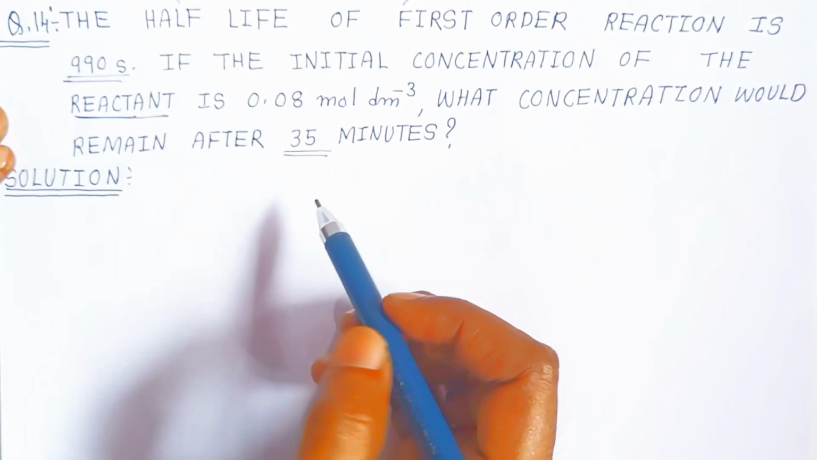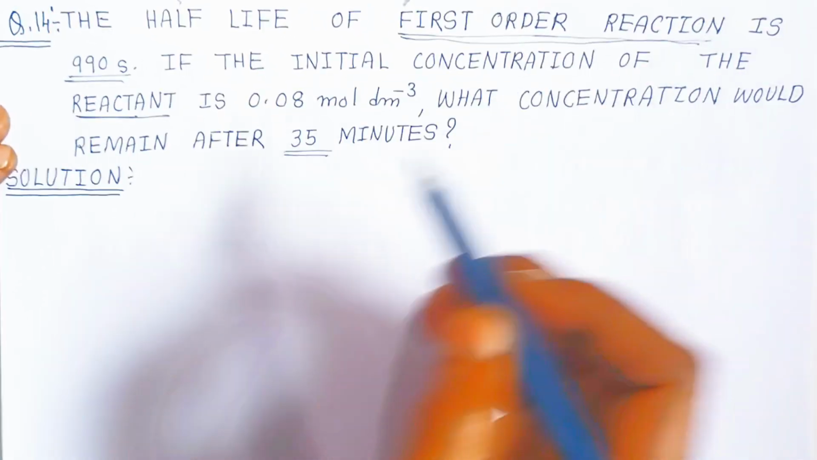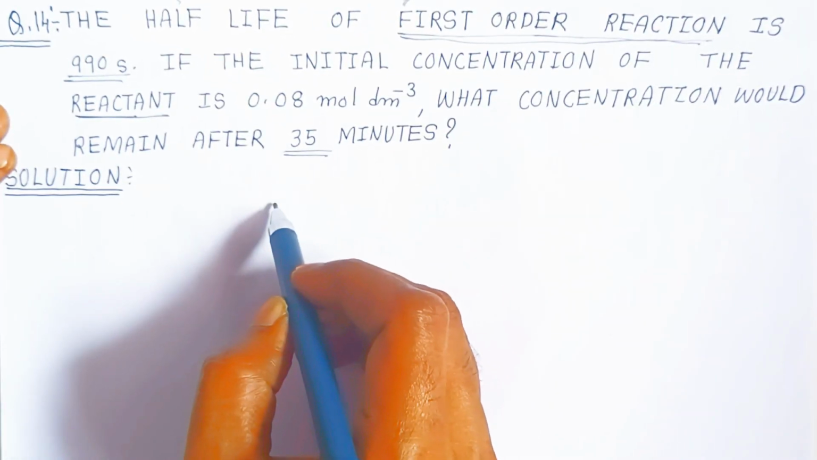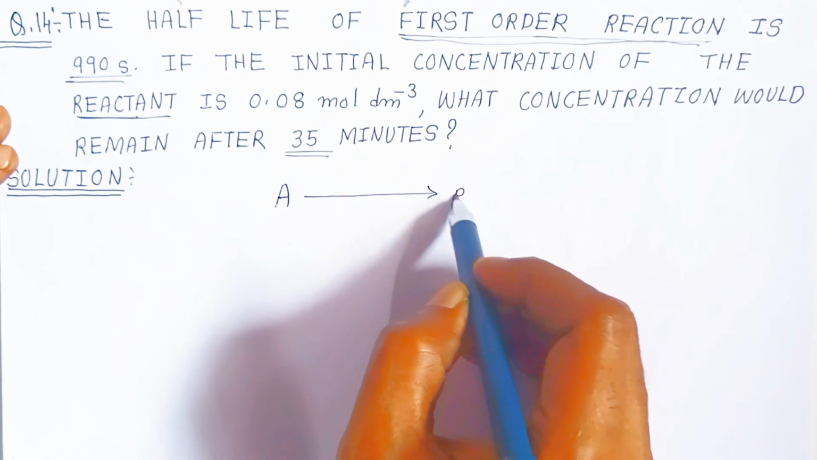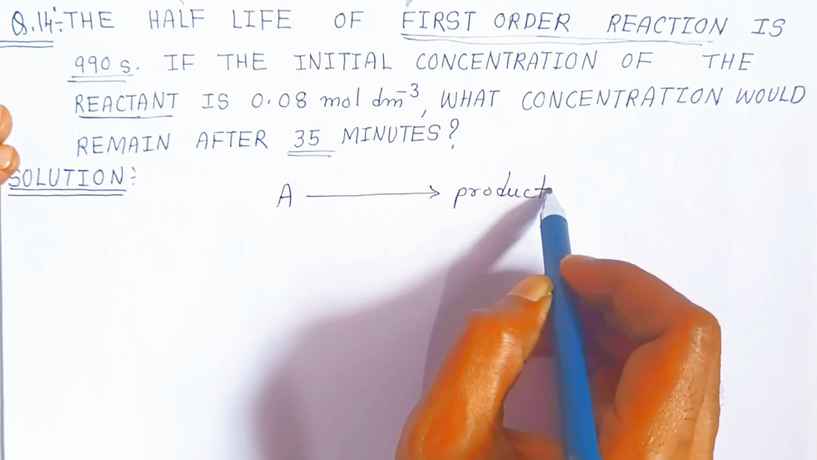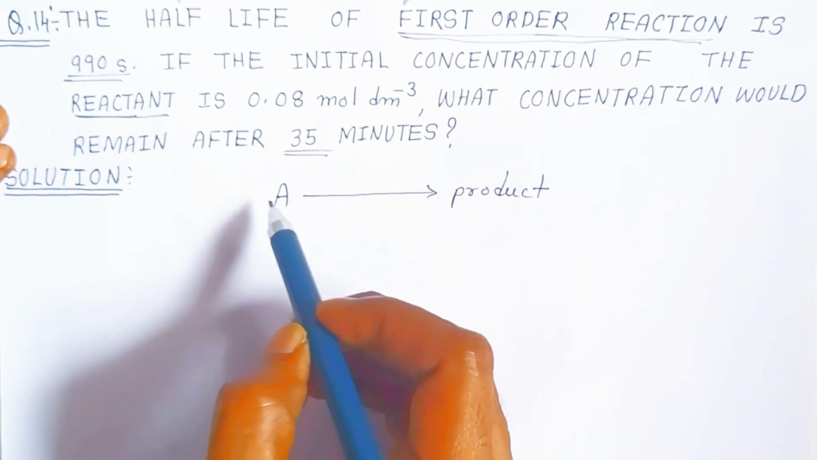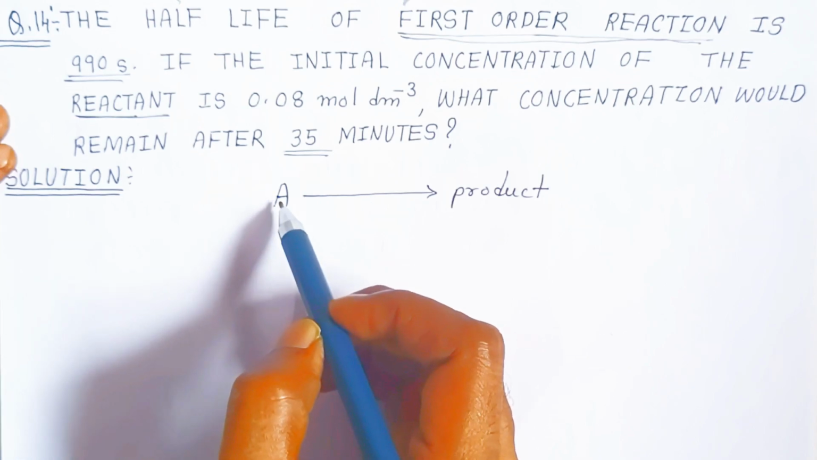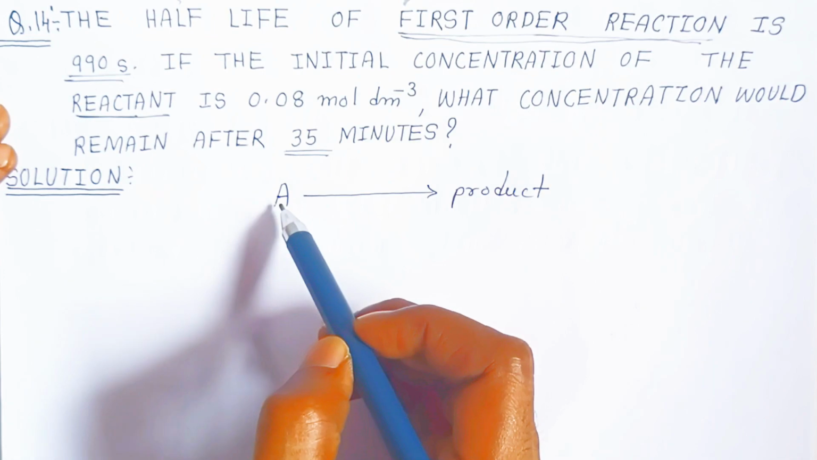Okay students, since it is a first order reaction, we can write a reactant. Suppose I have taken the reactant A, which is converting into the product, and it is a first order reaction. The rate of the reaction depends on only one concentration of the reactants. That is why I have taken only one reactant.